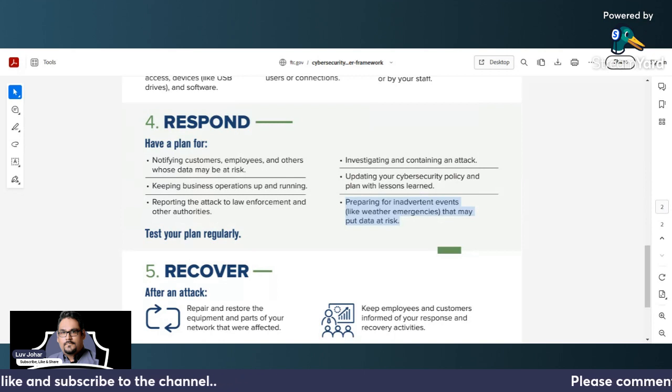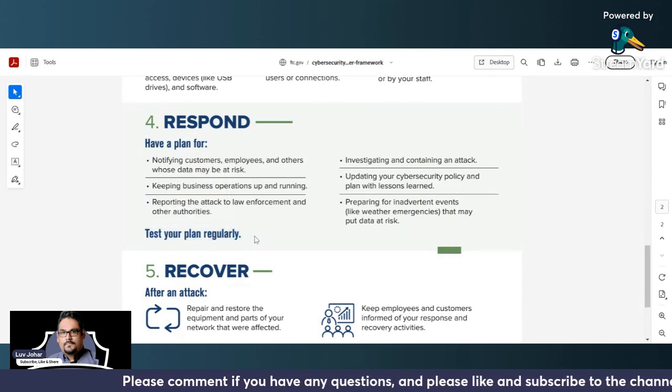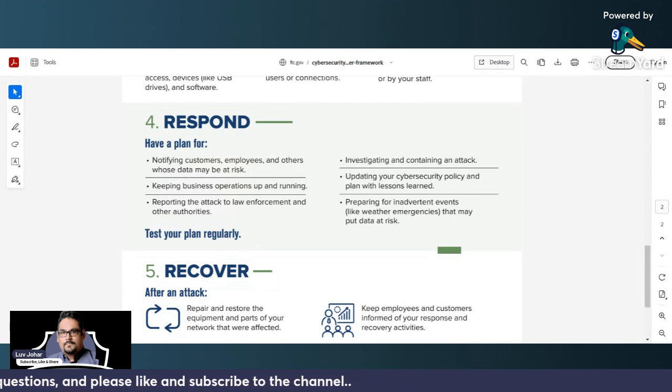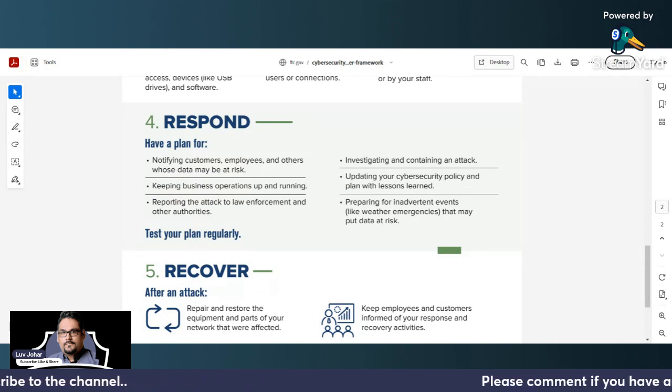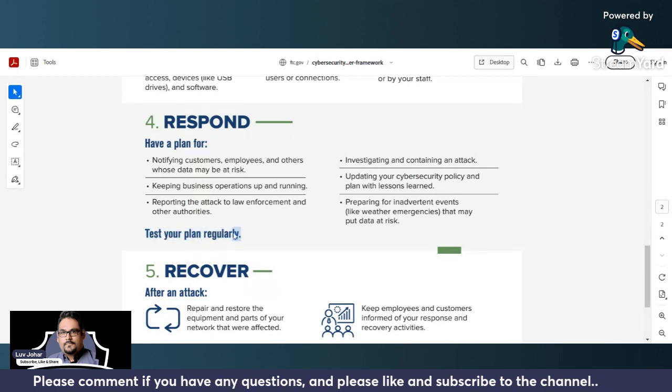So it's very important to have a plan to respond. All this has to be planned in advance. And very important, and rightly said, test your plan regularly. Because I have seen many scenarios where companies take regular backups, and when the time comes, when they are hit with a ransomware attack or any sort of attack, they are not able to restore the data, my friend. So make sure that you test your plans regularly.